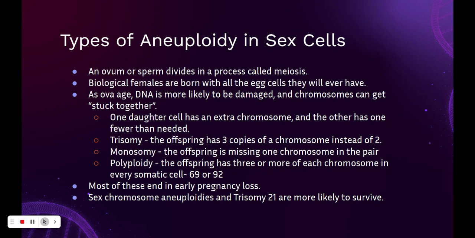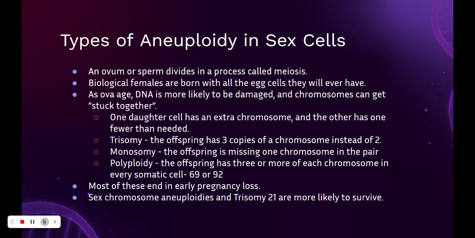Most of these mistakes that happen during cell division end in early pregnancy loss because most chromosomes carry so much material that having an extra copy creates absolute chaos, and so the human can't develop any further.